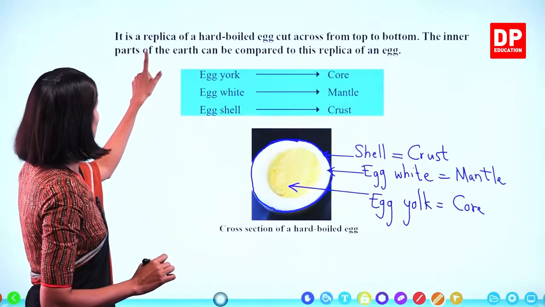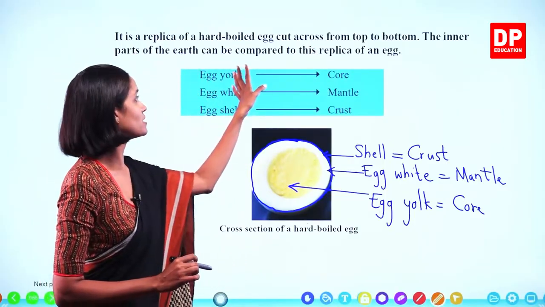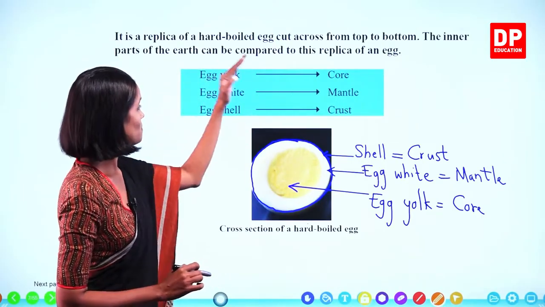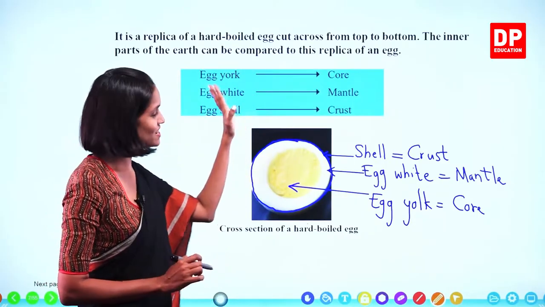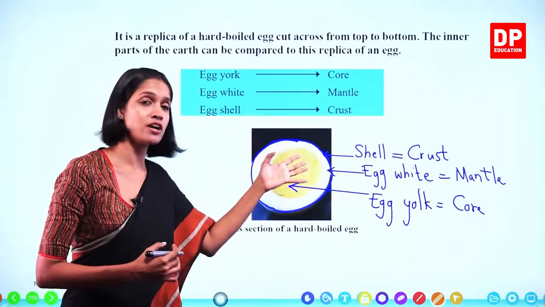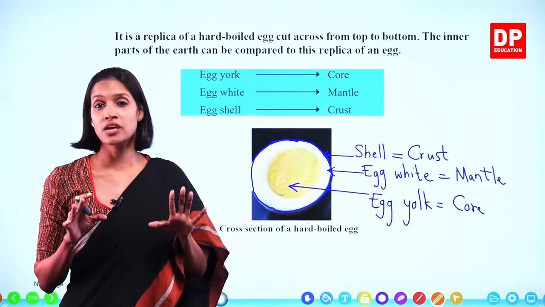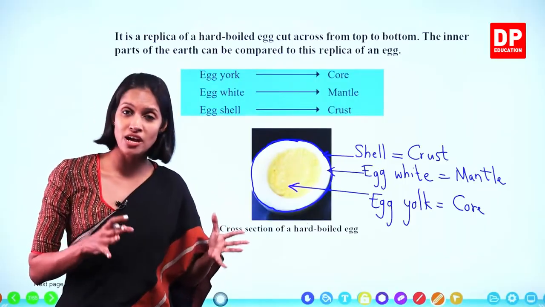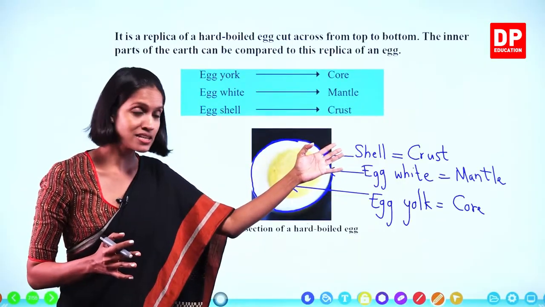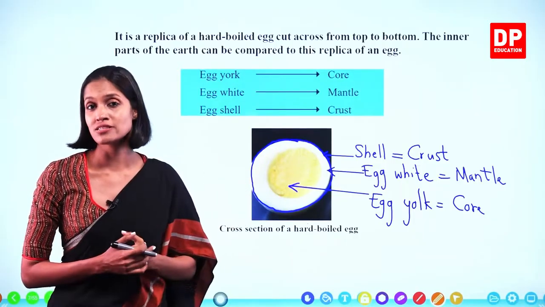Right, so it's a replica of a hard-boiled egg cut across from top to bottom. The inner parts of the earth can be compared to this replica of an egg. Right, egg yolk, core, egg white, mantle and eggshell, crust. Right, children? So now, we know that geologists find information about the inner parts of the earth by different ways, right? So after analyzing all these information, now they have come to a conclusion that earth is made up of three main layers. The outermost thinnest layer is known as the crust, the second layer is known as the mantle, and the innermost thickest layer is known as the core.